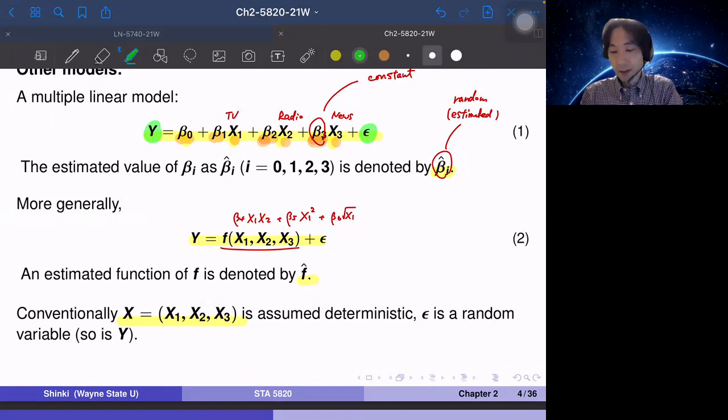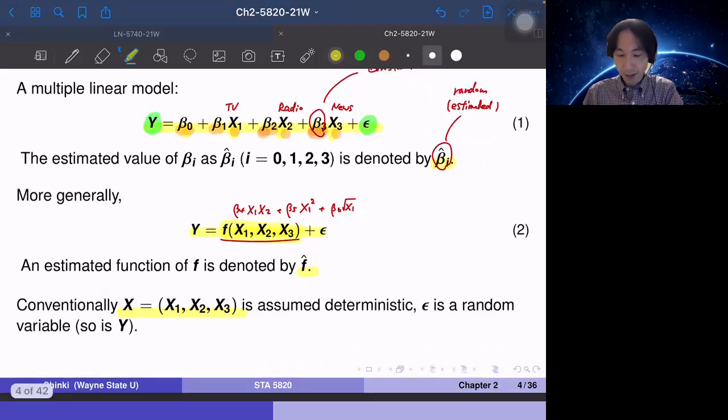So this is kind of the machine learning course, so that we would like to modify the model so that we predict y better. So not only multiple linear regression, but we think about a more general function. Y is f of x1, x2, x3 plus epsilon.